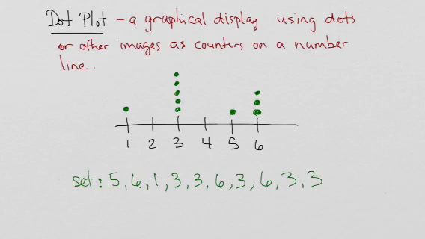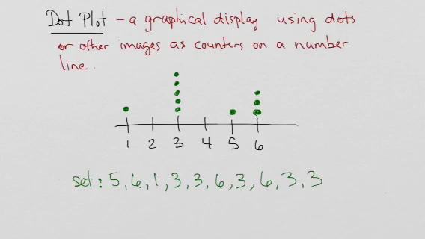All right, today we're going to be talking about what are called dot plots. It's a graphical display using dots or other images. You don't have to use dots. You can use little happy faces or cats or whatever. It doesn't matter what you use. Any kind of image works. We use them as counters on a number line. So you can see an example here.